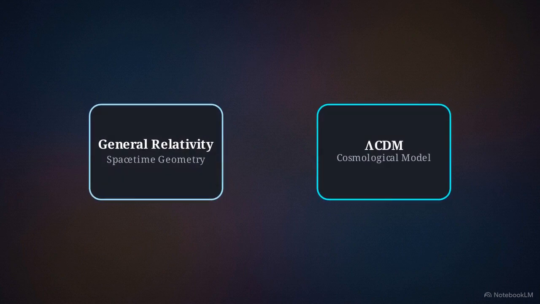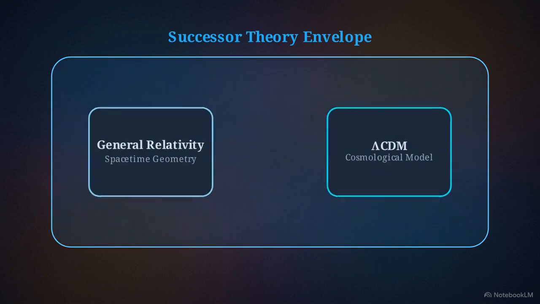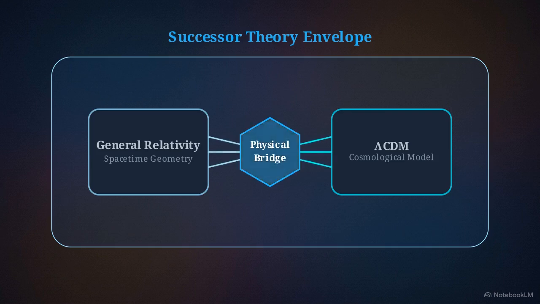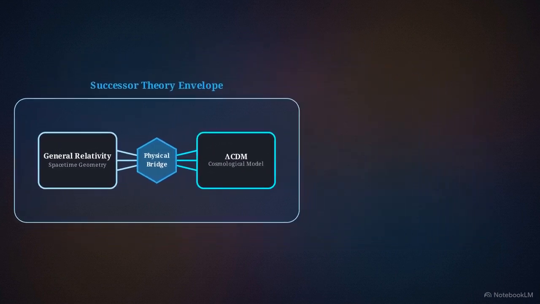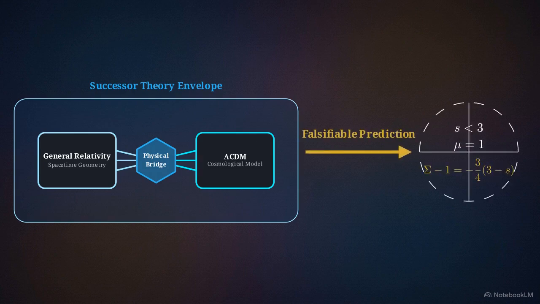Any future foundational theory must pass strict requirements. First, it must recover the mathematics of general relativity and Lambda-CDM in the regimes where they currently work. Second, it must resolve their foundational assumptions by unifying gravity with the quantum realm and explaining the nature of the dark sector. Third, the new theory must make clear and falsifiable predictions that can be tested against future observations.